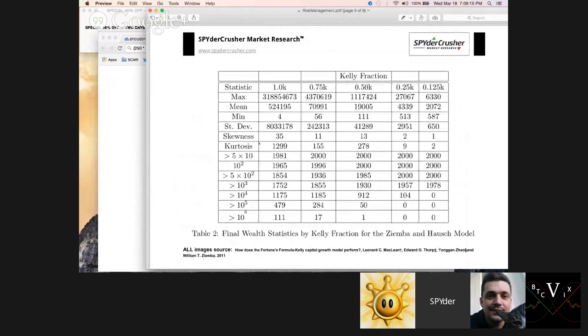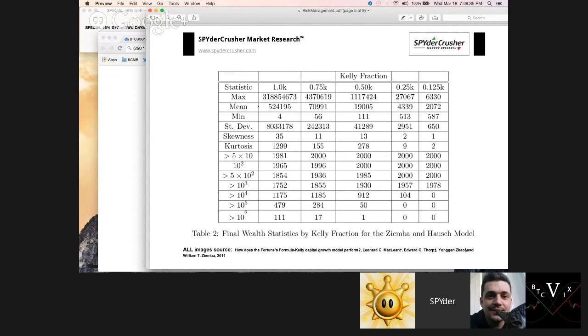So now we get to our Kelly fraction table. Don't be scared, don't be shy. This is actually very easy to understand. Each one of these Ks represent a Kelly size. 1 Kelly is our full bet size. Half a Kelly is half a bet size.